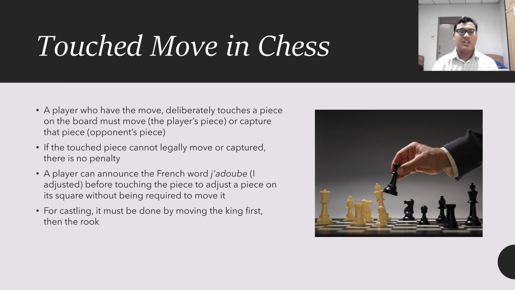For castling, it must be done by moving the king first, then the rook. Which means if you touch the rook first, then you have to move the rook without castling. Which means you have to find a legal move to move the rook. But if there's no legal move, then you won't be penalized.